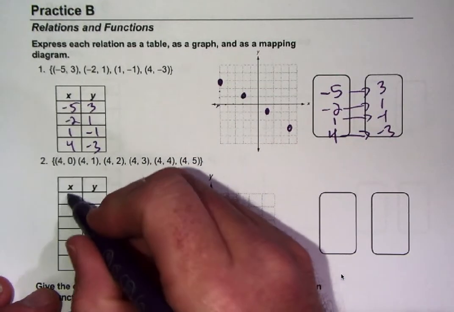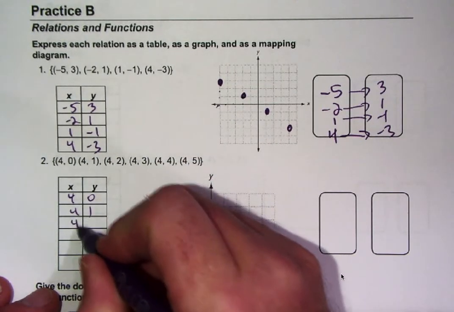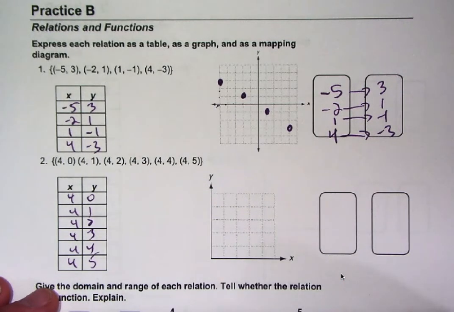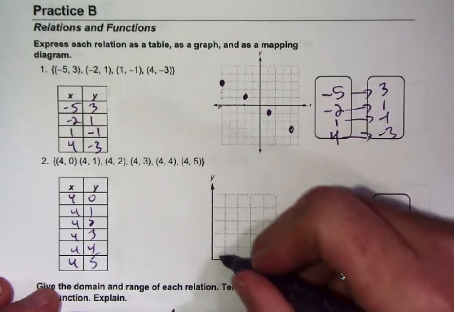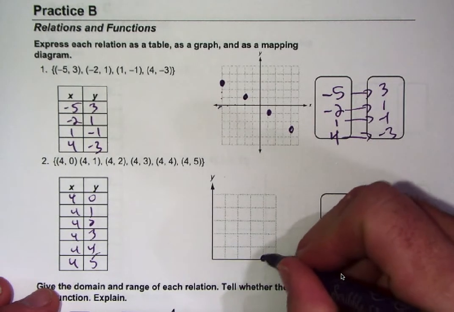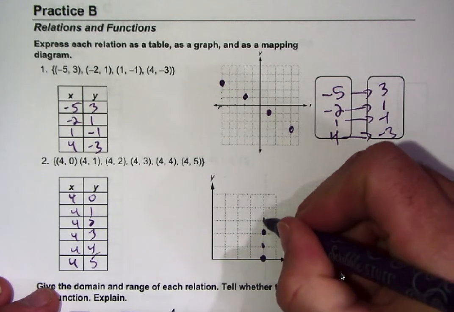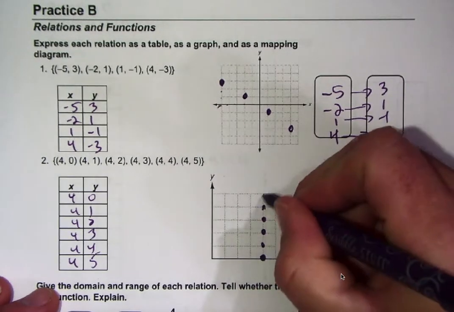Next one, same idea. (4, 0), (4, 1), (4, 2), (4, 3), (4, 4), (4, 5). If we graph, we go over 4, up 0, over 4, up 1, over 4, up 2, over 4 to 3, over 4 to 4, over 4 to 5.